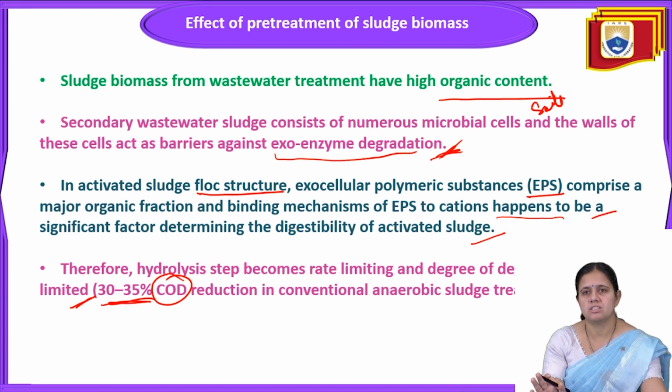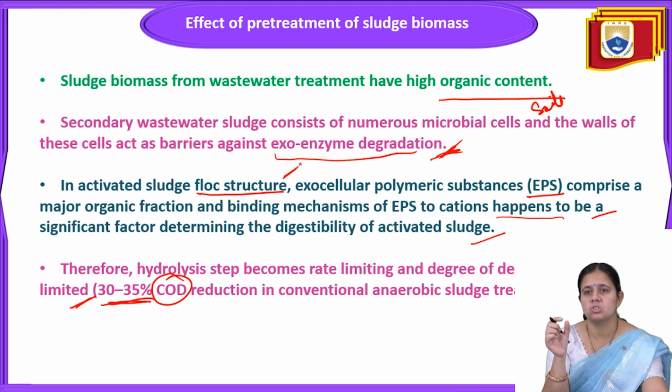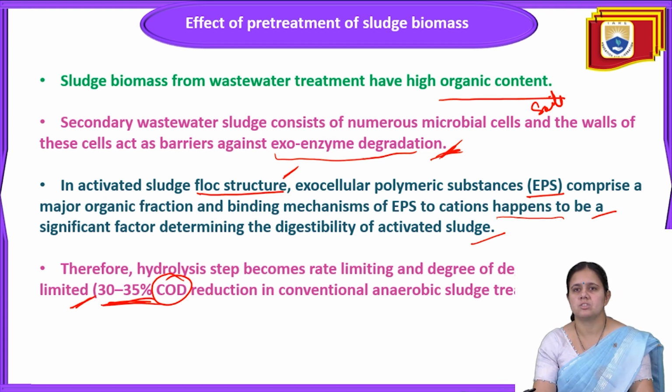After the activated sludge process, a floc structure is created. That floc structure is made of exocellular polymeric substances, comprising the major organic fraction, and the binding mechanism of EPS to cations is a significant factor determining the digestibility of activated sludge. So the hydrolysis step becomes rate limiting and the degree of degradation is limited, with only 30 to 35% COD reduction in the conventional anaerobic sludge treatment process.